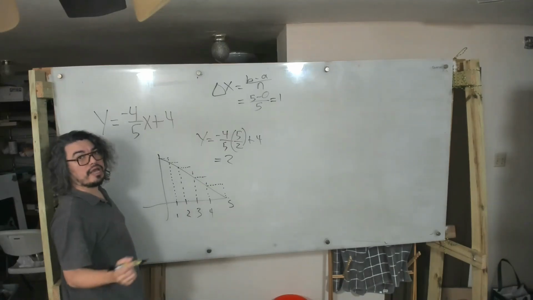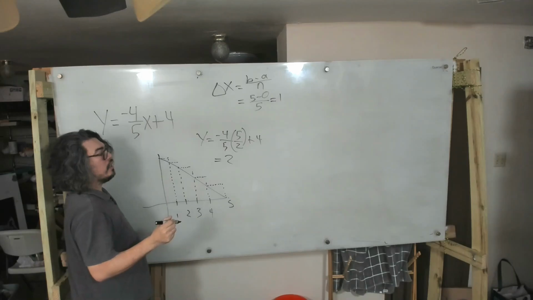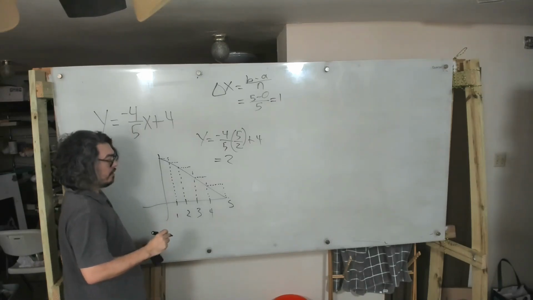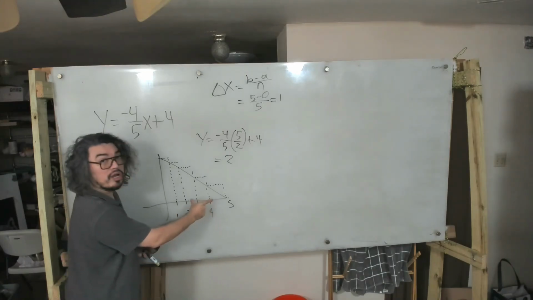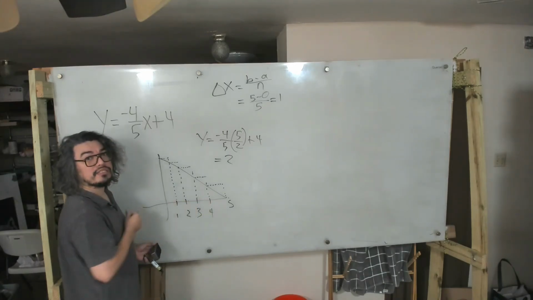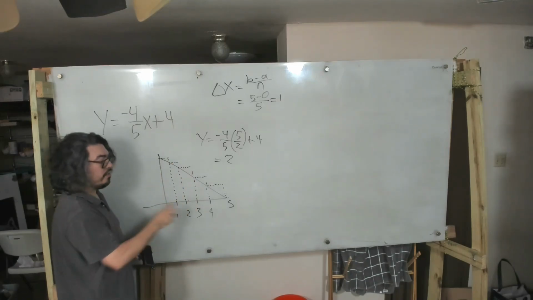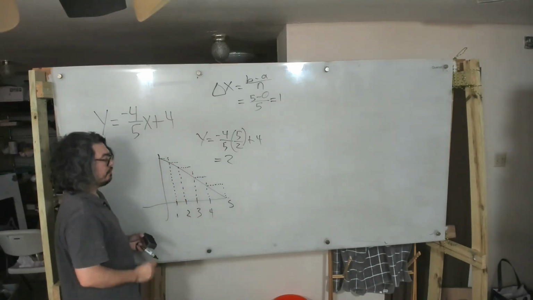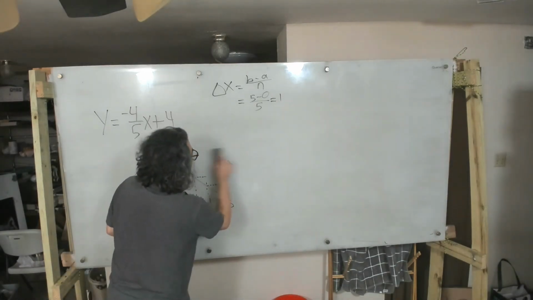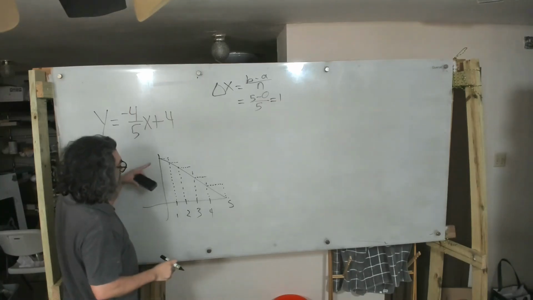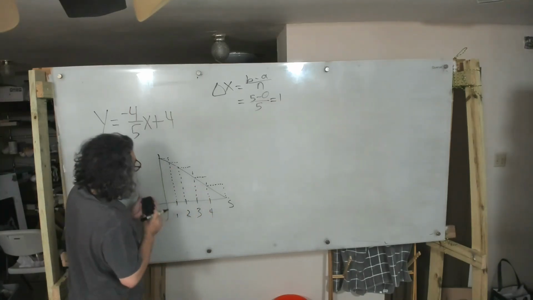They don't all have to have width 1. That's not a requirement. If I wanted to make a Riemann sum with intervals of varying widths, that's also possible. But for our calculations, we're going to do them with even widths just to make it easier. Okay, but again, like I said, it's not necessary. And then we can calculate the height at each of these points. So let me do that real quick here.